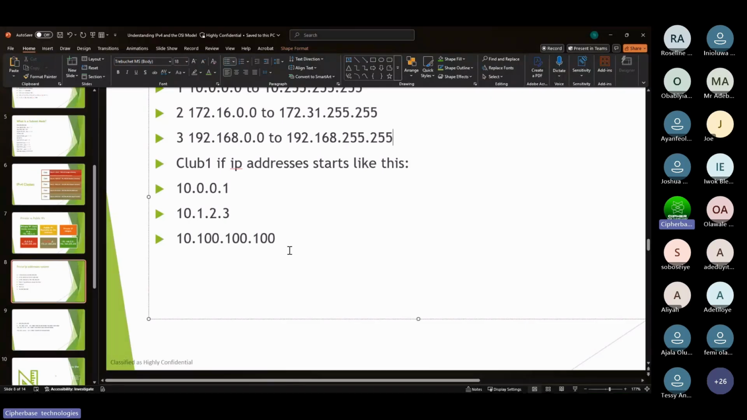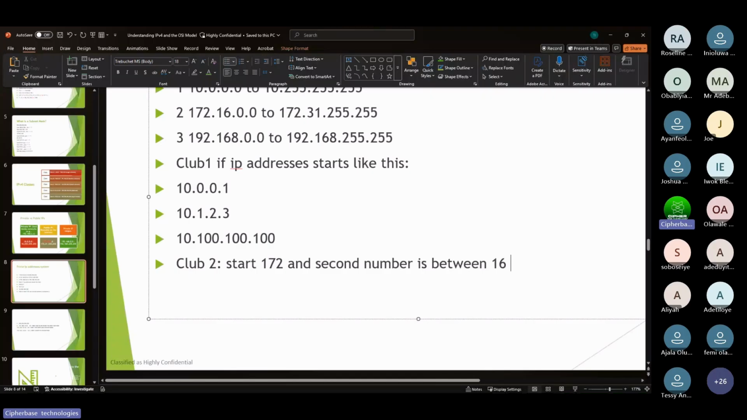Then the second club. Let me say club 2. So I will not waste our time. Club 2: if it starts with 172, anywhere you see 172, and the second number is between 16 and 31, you will know that anywhere you see this, it is in the second range.